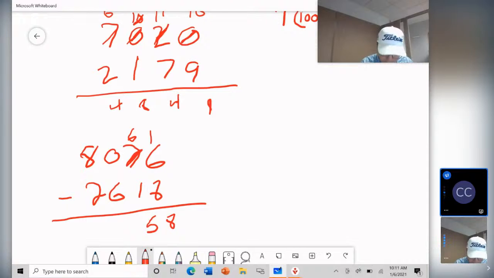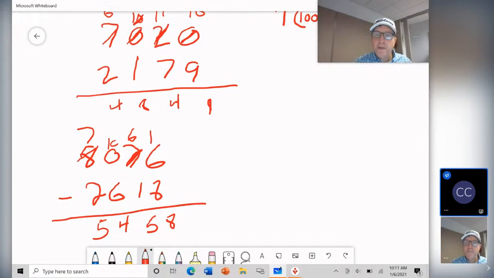So then we see we have a 0 here, and that's in hundreds. So we're going to borrow 10 hundreds, which is 1,000, from that. That becomes a 10 now. 10 minus 6 is 4. And 7 minus 2 is 5. Okay.